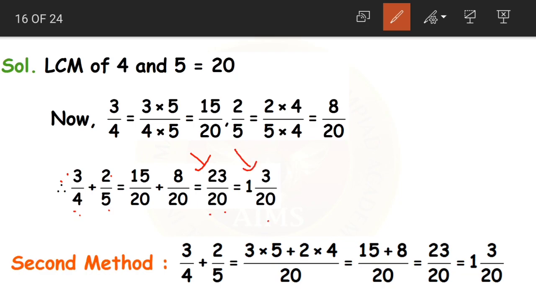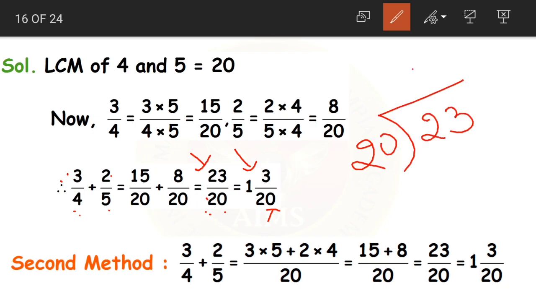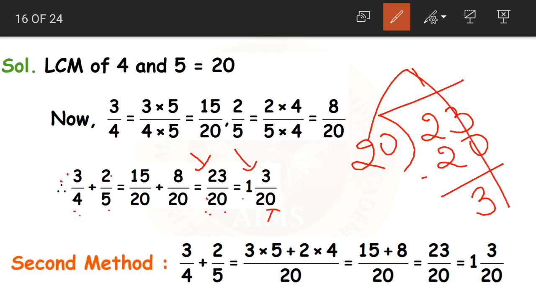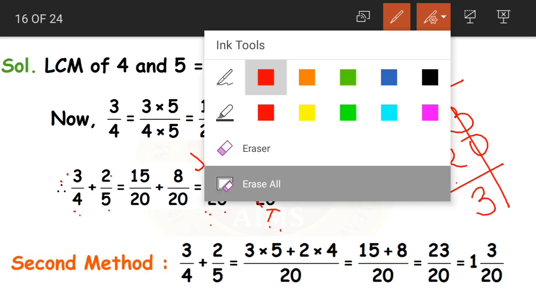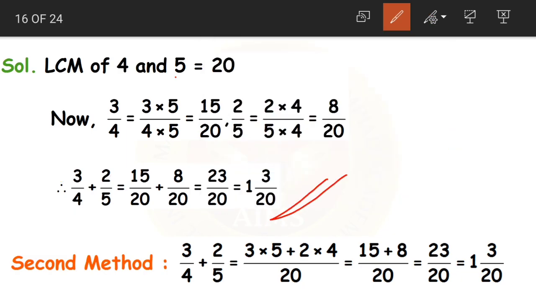And if it is mentioned in the question to represent the answer in the form of a mixed fraction, you can also do this. Now how did we get this? 20 is the divisor, so we keep it here. 23 is the dividend. Yes, we know that 1 20 is 20. Then we have our remainder 3. So 1 3 by 20. Clear, students? This is our quotient and this is our remainder. 1 3 by 20 is the mixed number of 23 by 20. Yes, this was one method.